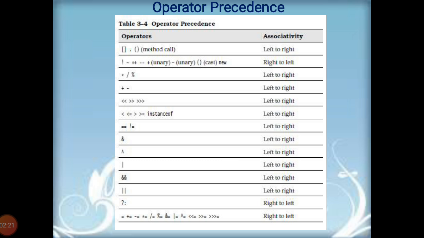Now the complete precedence of Java operators is given in this table. So go through this table. It displays all the operators of Java and their precedence order one by one, and it also shows which are evaluated left to right and which are right to left. So we always follow this table.